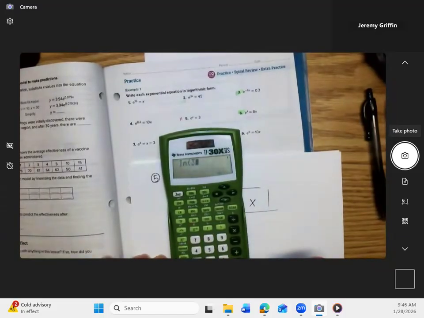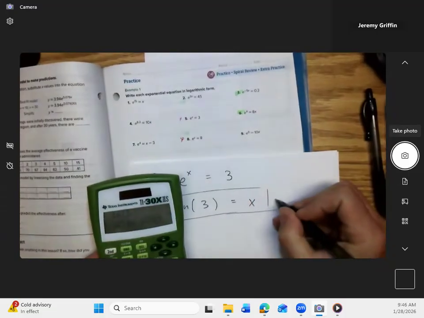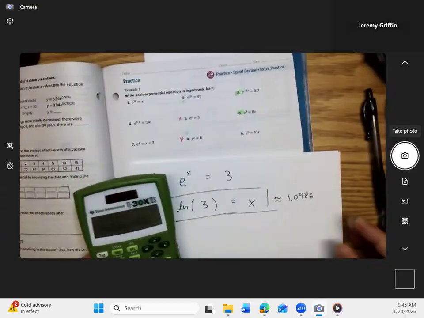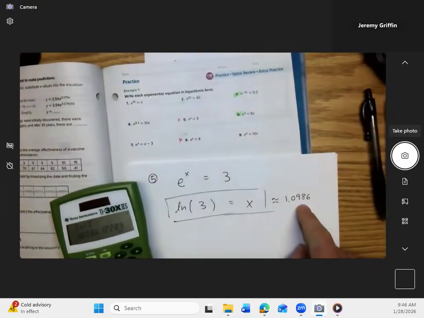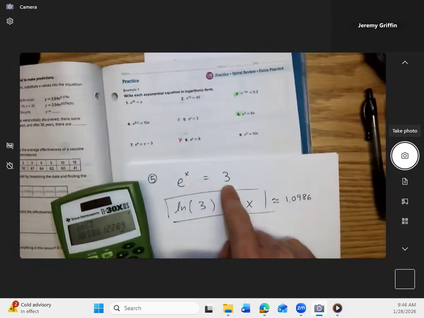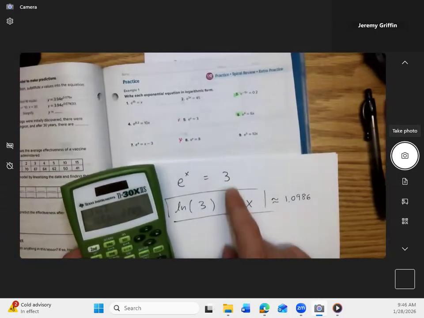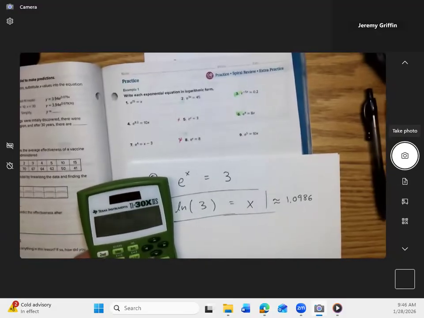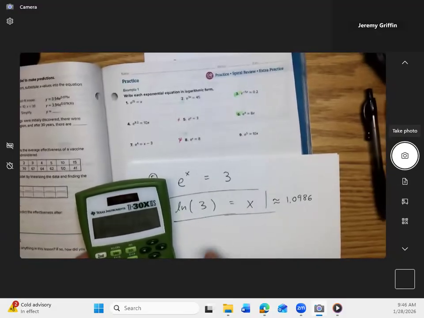So what is natural log of 3? It looks like approximately 1.0986 something. Okay. Now, if I take that decimal approximation and plug it back into the original statement, shouldn't I get very, very close to 3? Let's see if it is. So I'll do second e to the power of, and then 1.0986.